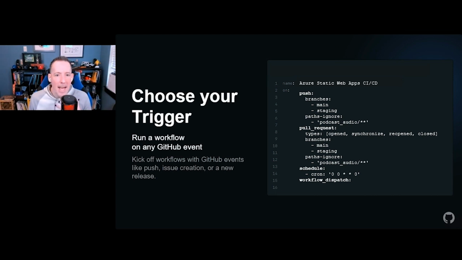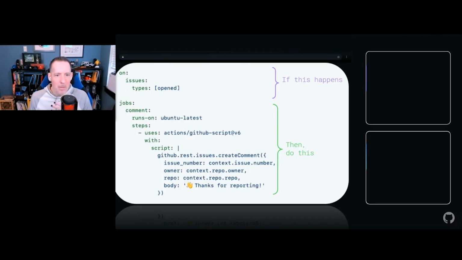We can choose to do this on push. We can do this based on a pull request. We could do this on a schedule. We could do this manually. We could do this when issues are created. Basically, if anybody sneezes in the general direction of the repository, I can do something in response to that. Well, what can I do in response to that? Well, I can run a job.